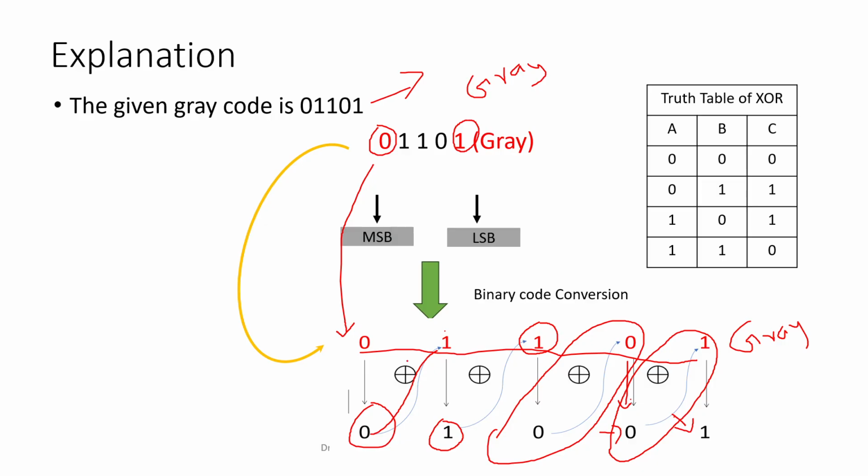So I repeat again. Our original gray code is 01101. The MSB we retain, so 0. The next bit is 0 XOR 1, that will be 1. Then again 1 XOR 1 is 0, and 0 XOR 0 is 0, and 0 XOR 1 is 1.